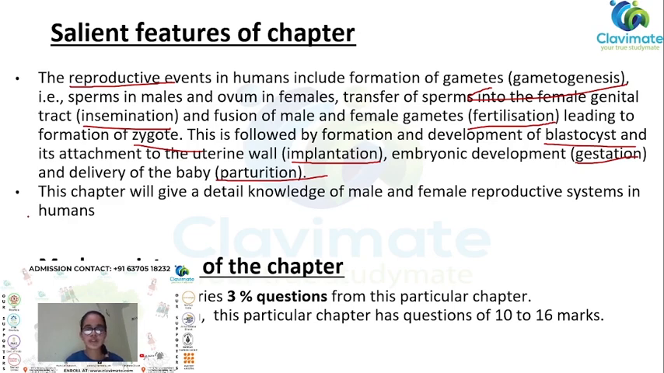So this chapter will give a detailed knowledge about the male and female reproductive systems in humans. And coming to the marks weightage of the chapter, in NEET it carries around 3% of the questions. In the board exam, this particular chapter carries around 10 to 16 marks.